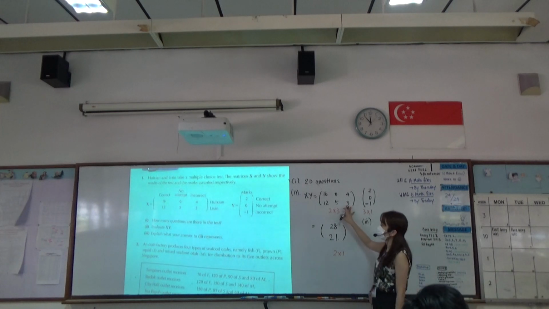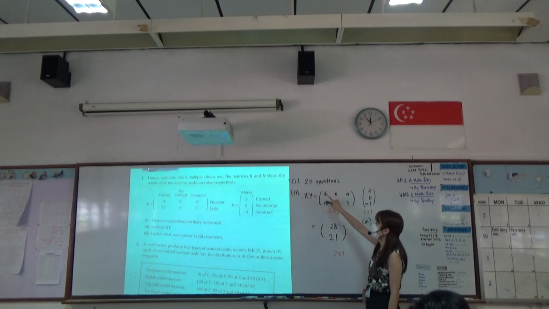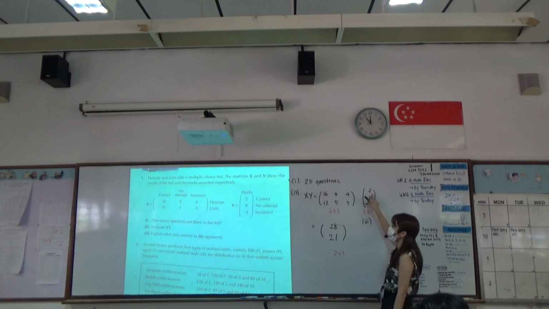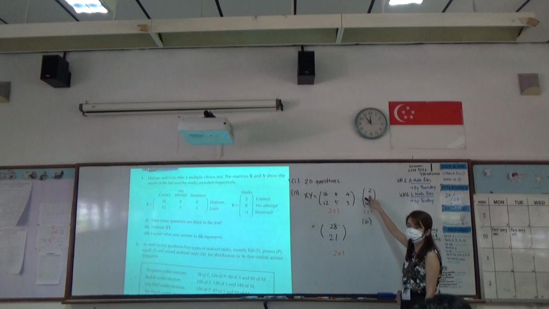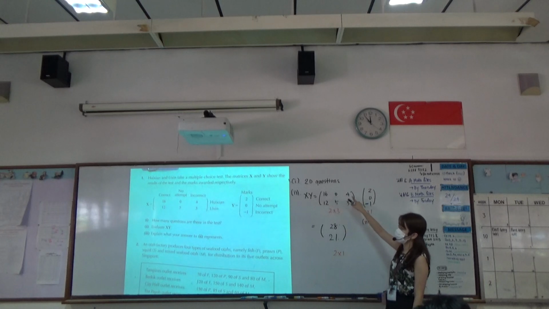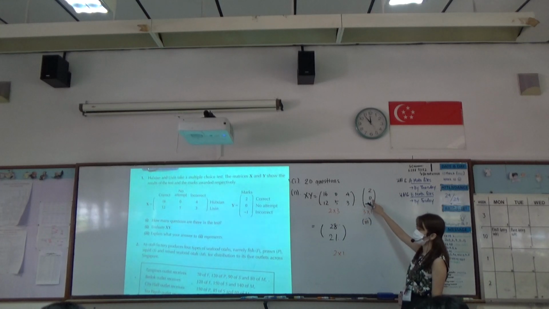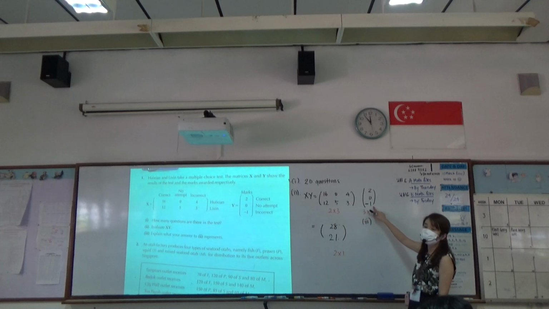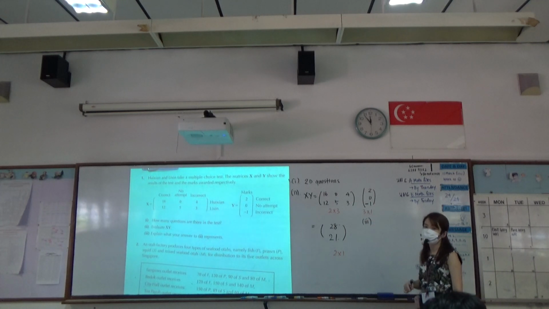Looking at how the matrix multiplication worked, we took the number of correct questions done by Hui Xian, multiplied by the number of marks to be awarded for a correct answer. Then adding up with the 0 questions for no attempt and 0 marks for no attempt, and then 4 incorrect questions and negative 1 marks for incorrect attempt.